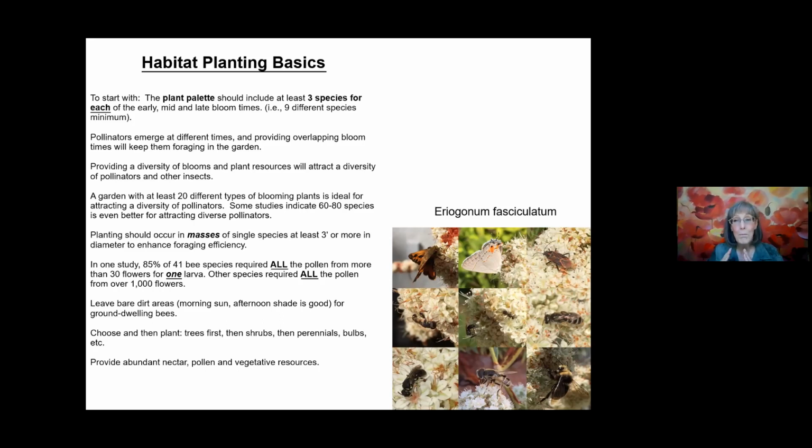And then more is better. Masses of plants that are blooming is better because it takes a lot of pollen to create one larva or one bee. One study showed that 85% of 41 bee species required all of the pollen from 30 flowers for one larva. One. Other species required all the pollen from over 1,000.